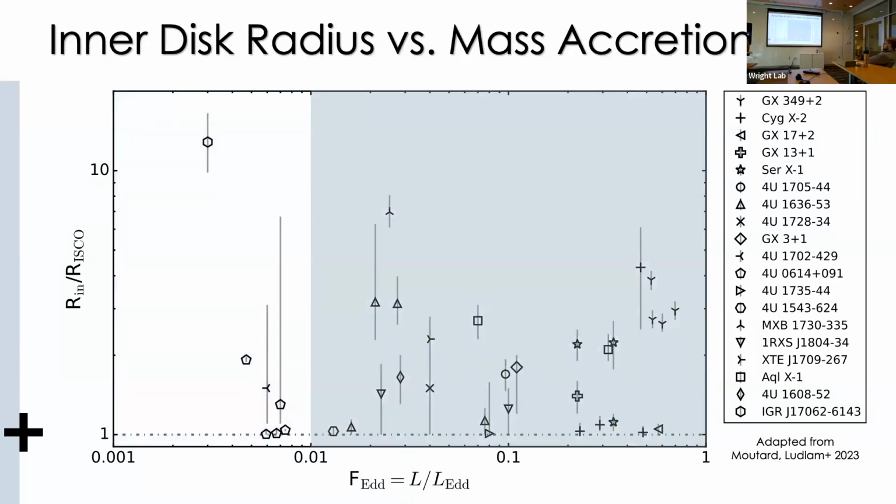And we can see that above 1%, we don't have that clear one-to-one correlation. There's a lot of scatter on this plot, right? We're not seeing that at the lowest end, the disk recedes, and at the highest end, the disk is consistent with the innermost stable circular orbit. There's scatter all over.